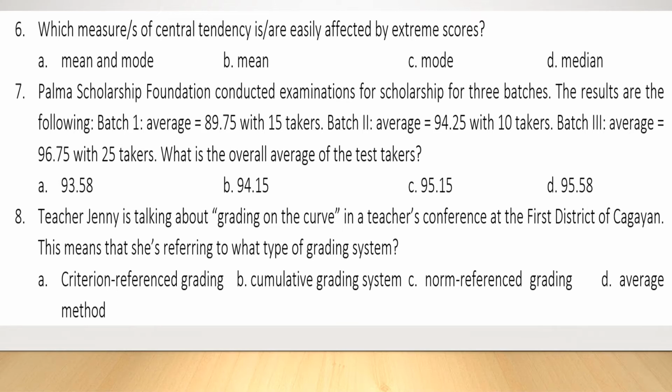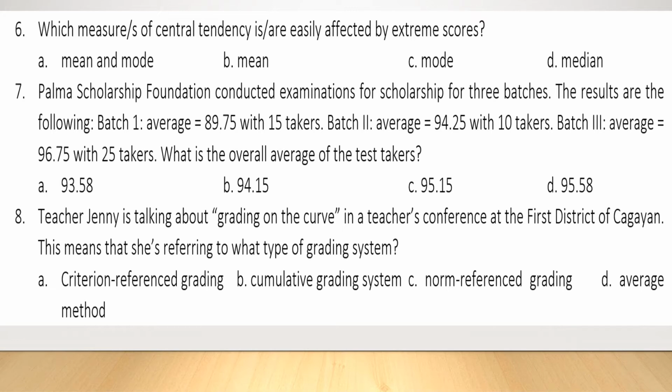Now, number 7. Palma Scholarship Foundation conducted examinations for scholarship for 3 batches. The results are the following. Batch 1, average niya kay 89.75 with 15 takers. Take note ha, 15 takers for batch 1. Then batch 2, the average is 94.25 with 10 takers. Batch 3 average is 96.75 with 25 takers. So the question is, what is the overall average of the test takers?